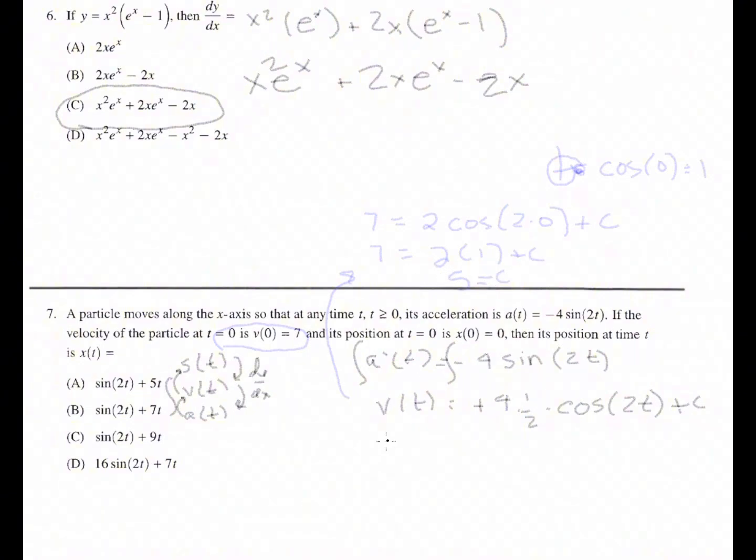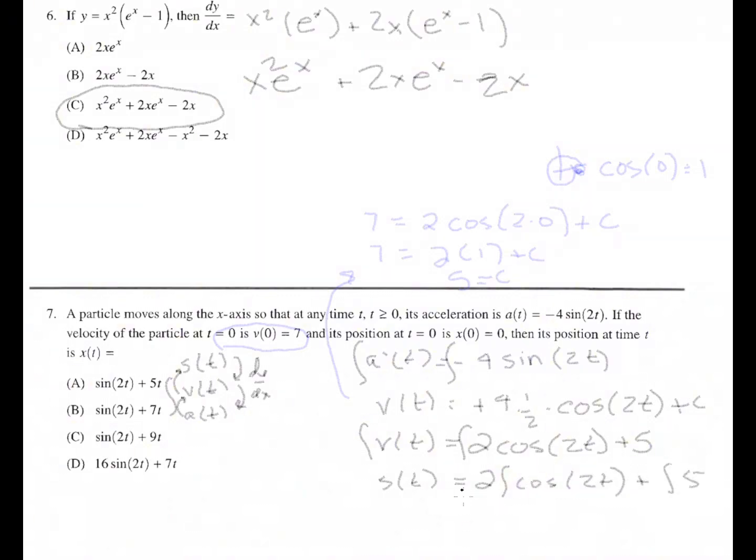So once I rewrite v of t, then I can take the antiderivative and get the position function. And once again, you guessed it, I have to plug in the initial condition. The initial condition in which I have 0 for t and s of t, my position, is 0. So I'm going to go ahead and break this integral up to make it a little bit easier. Always make sure you divide by the inside function. A lot of times that gets missed.